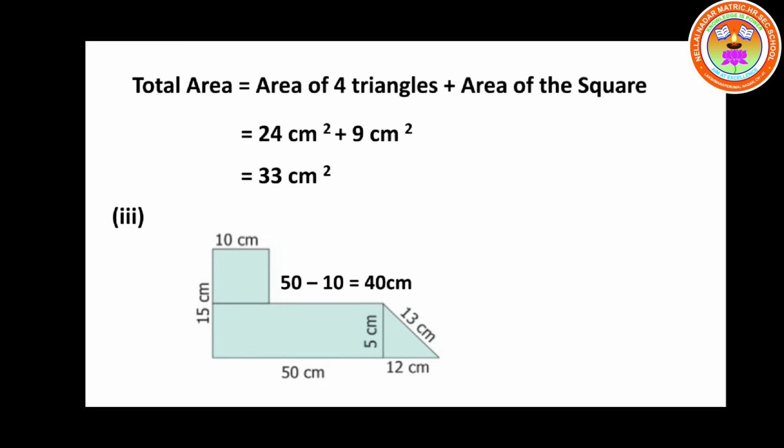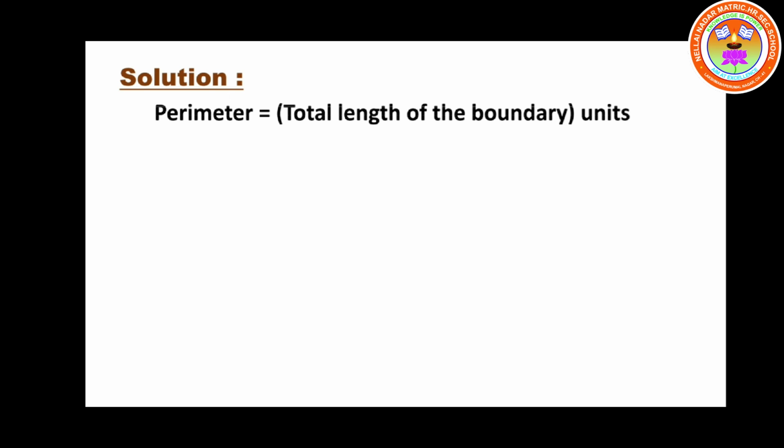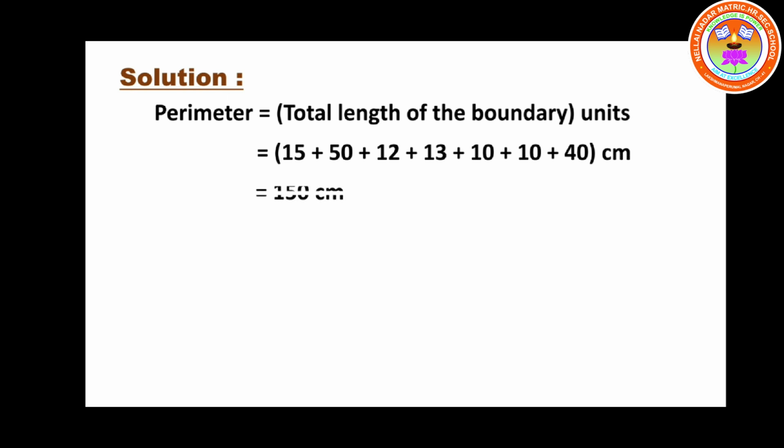Now let us move on to the solution, children. Solution: perimeter is equal to total length of the boundary, that is 15 plus 50 plus 12 plus 13 plus 10 plus 10 plus 40, that 40 which we found just now. That is equal to 150 centimeter.